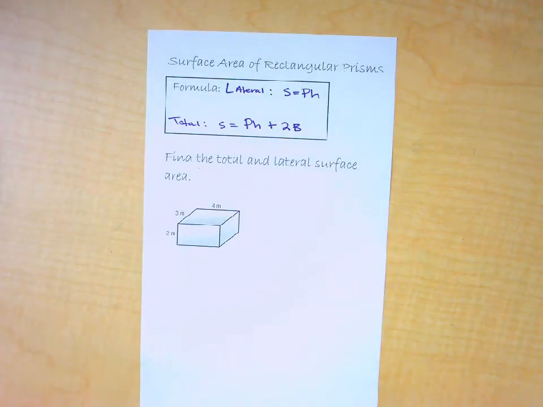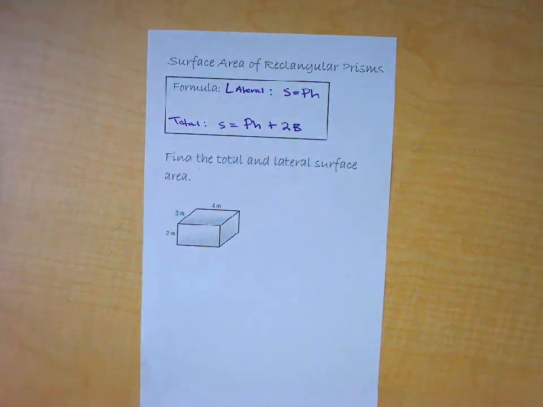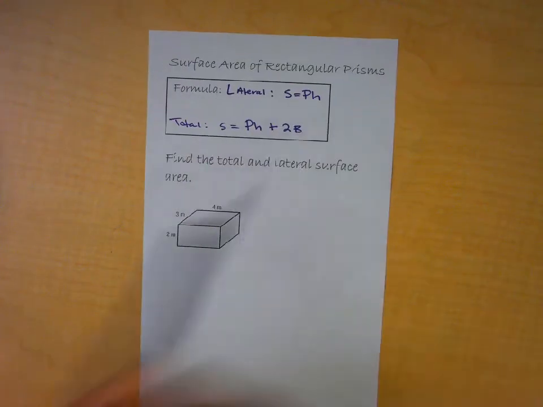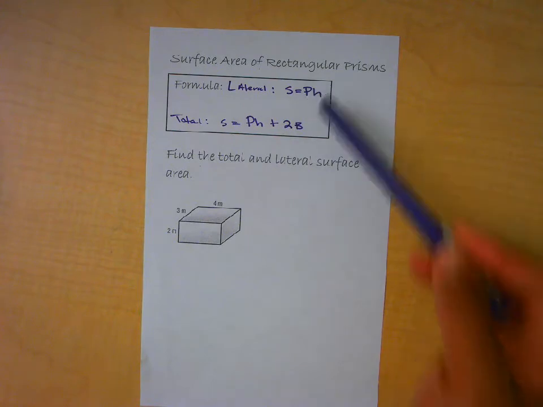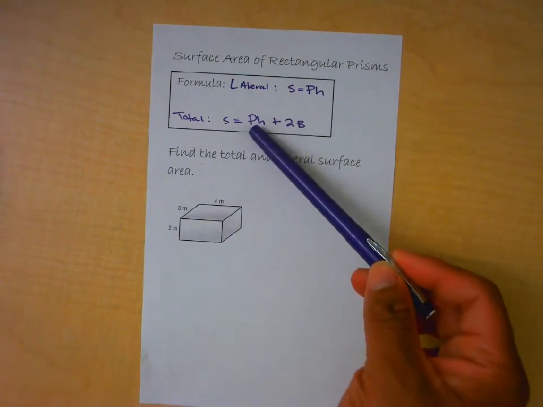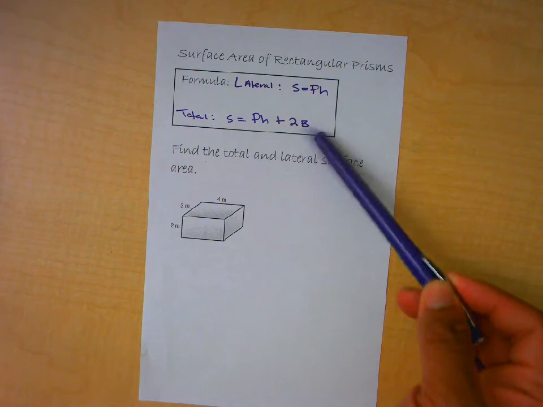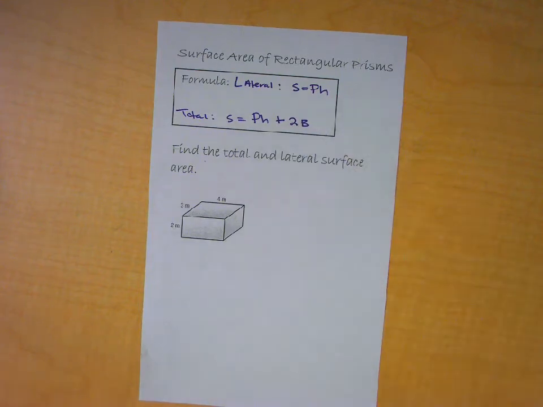Why do you think we multiply that times 2? Because there are 2 bases. Good. A prism has 2 bases, and therefore we need 2 times the area of those bases. So for lateral, again, it doesn't include those bases. Lateral is just perimeter of the base times the height. But if you want the total, we have to have the perimeter of the base times the height plus 2 times area of the base. Does that make sense so far?